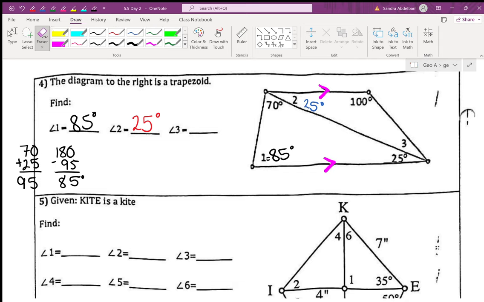If I can't do a Z, how else would I find angle 3? Jeff? 100 plus 25. You got it. Do we see this triangle? Triangle adds up to 180. So to find angle 3, we're going to do 180 minus 125, and we are going to get 55.